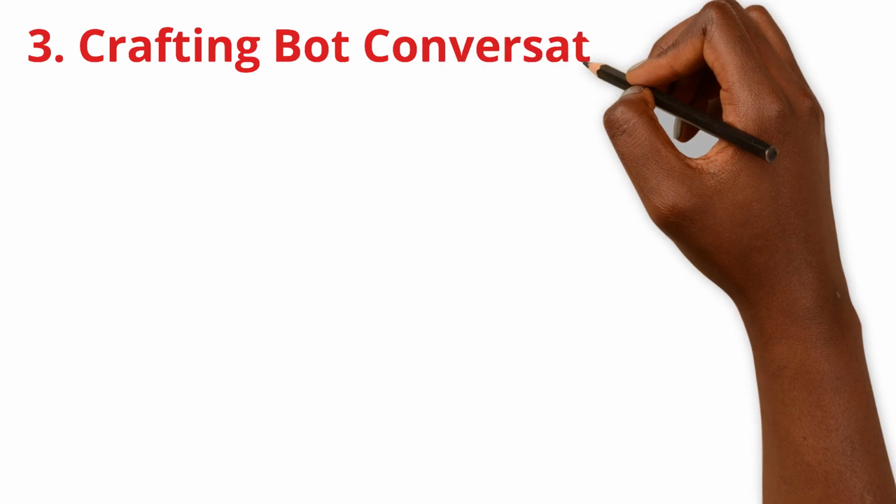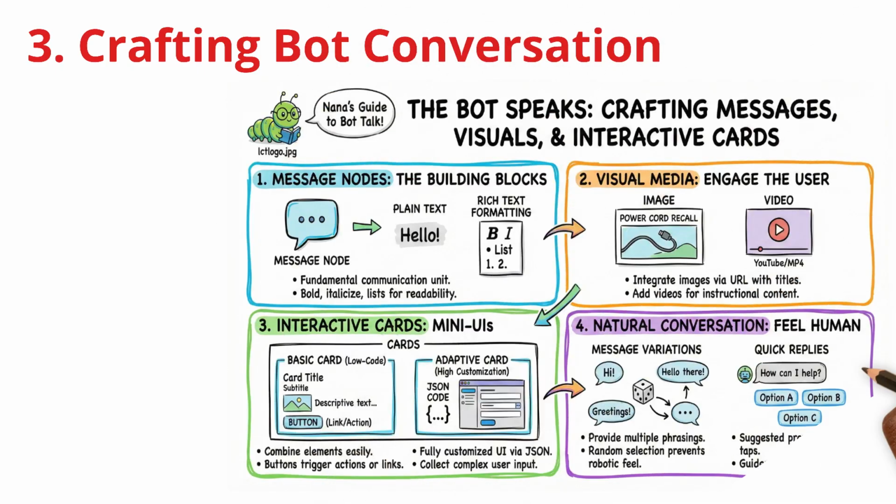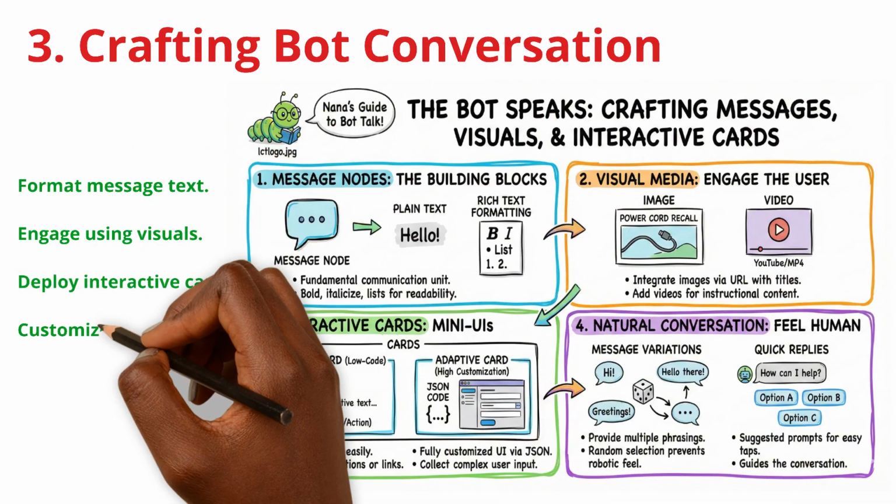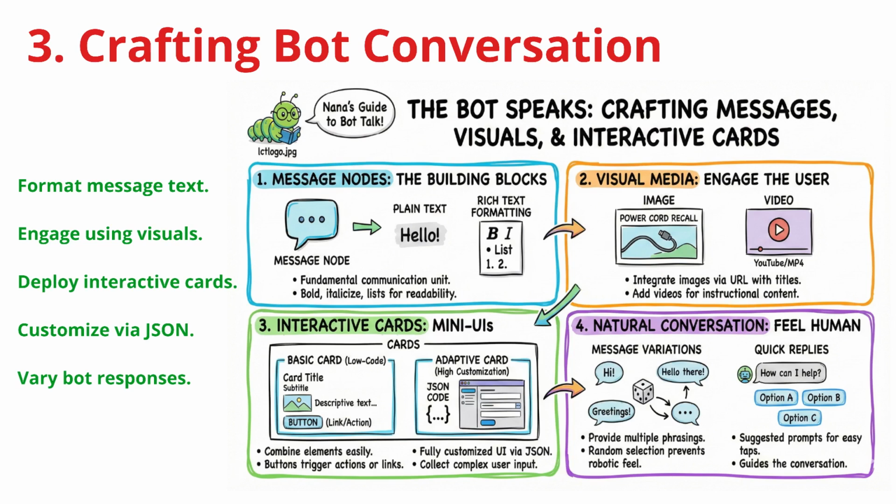Welcome to the guide on how your bot should speak to users. It all begins with message nodes, the fundamental building blocks of communication. While you can start with plain text, you should use rich text formatting like bolding, italics, and lists to improve readability. Next, move beyond text and engage the user with visual media. You can easily integrate images via URLs with titles for clarity, or add videos for rich instructional content directly in the chat.